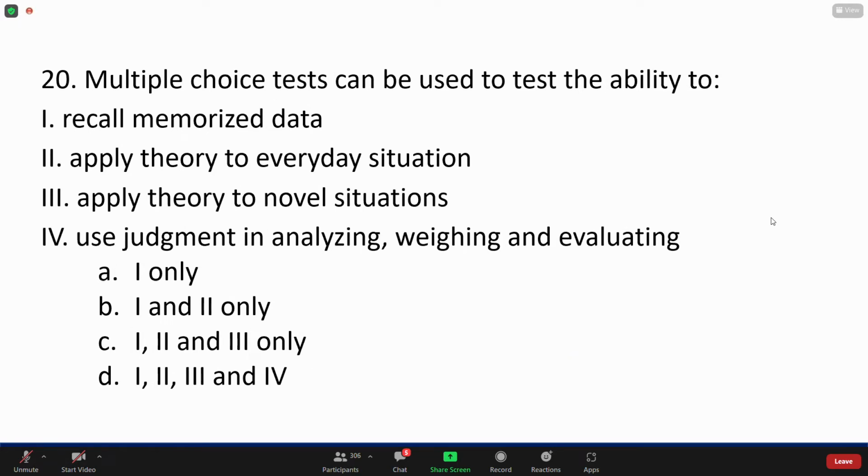Next number 20. Multiple choice tests can be used to test the ability to, one, recall memorized data. Two, apply theory to everyday situation. Three, apply theory to novel situation. Number 4, use judgment in analyzing, weighing, and evaluating. Letter A, 1 only. B, 1 and 2 only. C, 1, 2, and 3 only. Letter D, 1, 2, 3, and 4.